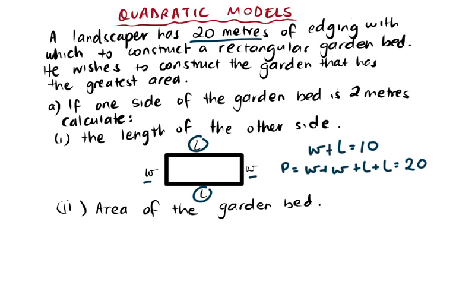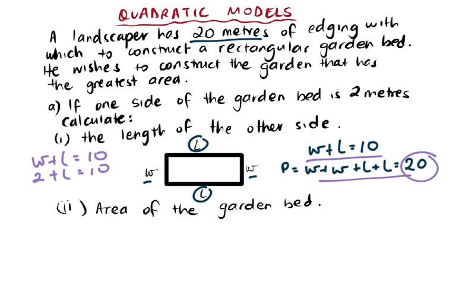So if we know that one length plus one width equals 10, for the total to equal 20, and we're saying that one of them equals 2, which means that the other must equal 8. So we know that the other length here equals 8 metres.